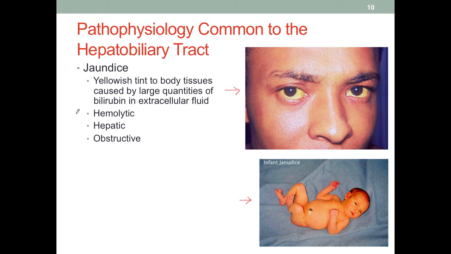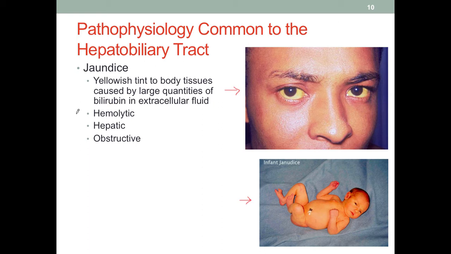Another type is hepatic jaundice, and this means that there is decreased liver function that leads to an imbalance between how much bilirubin needs to be processed and how much can actually be processed by the impaired liver.